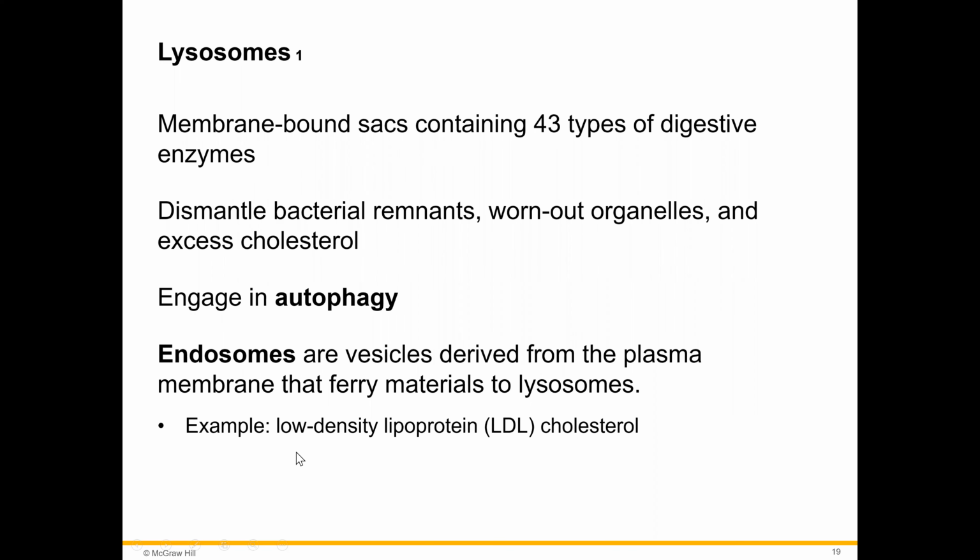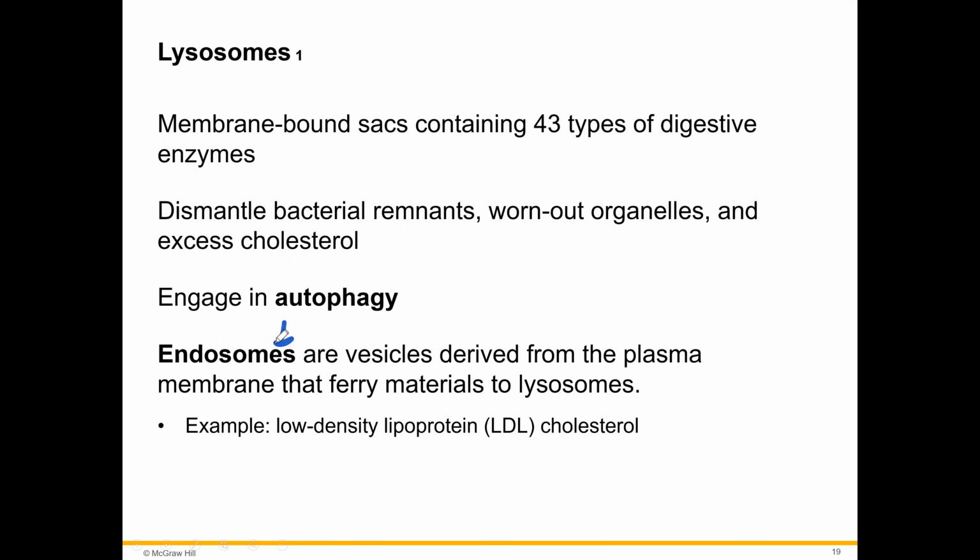Lysosomes are membrane-bound sacs containing 43 types of digestive enzymes. They dismantle bacterial remnants, worn-out organelles, and excess cholesterol. So they pretty much destroy all these parts. They engage in autophagy. Autophagy means eating yourself, right? So if lysosomes destroy your own organelles that you don't need anymore, then that's what's called autophagy.